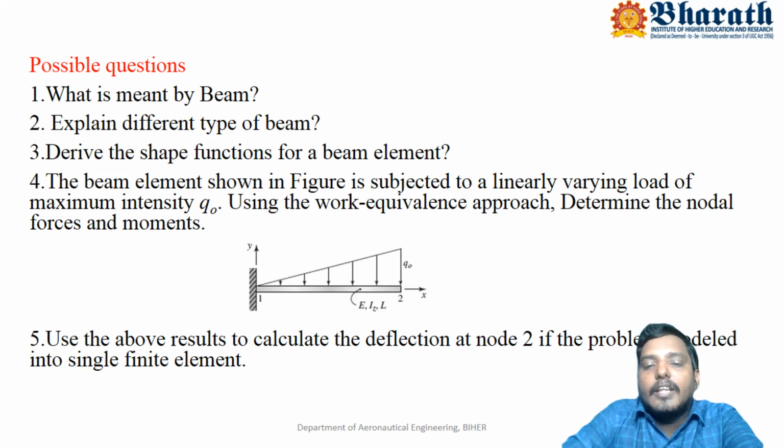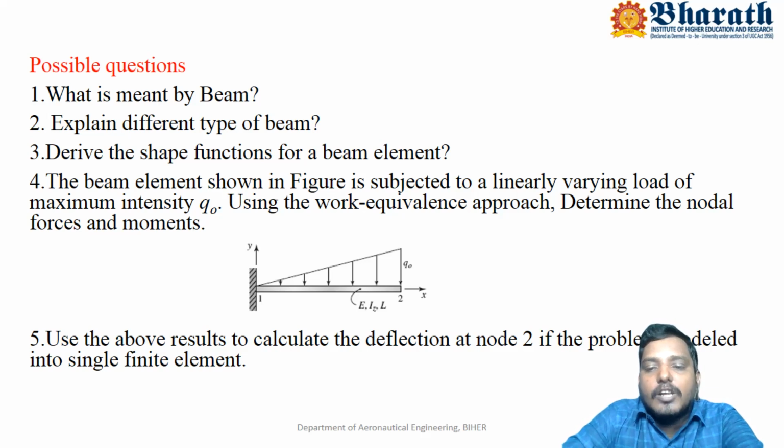Here the maximum intensity Q0, as a function of X, is Q0 into X by L. Therefore, in the above integral equation, Q of X can be replaced by Q0 into X by L, times N1 dx, and we get F1Q, the nodal force due to the distributed load. In a similar way we calculate M1Q, then F2Q, then M2Q. Once we calculate the nodal forces and moments, we arrange them in matrix form.